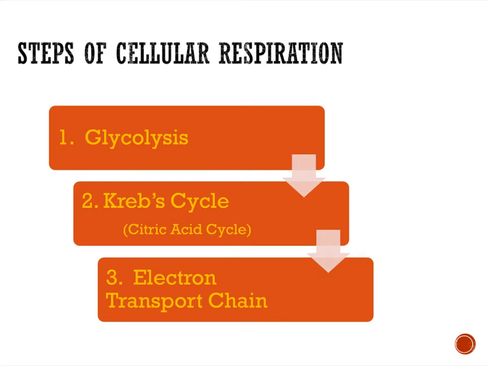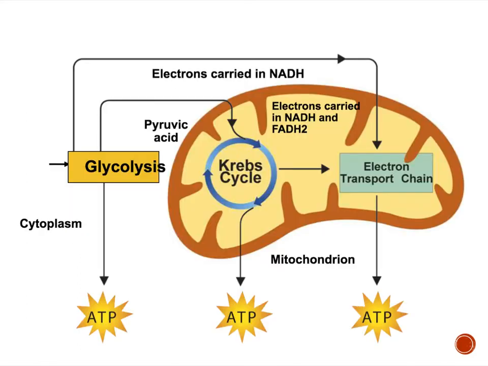Here we go. Hopefully you're like, oh yeah, I remember that. Steps of cellular respiration: glycolysis, your Krebs cycle or citric acid cycle, and your electron transport chain. Oh, that looks familiar. I know, right? So this is what it looks like. The glycolysis happens in the cytoplasm. The Krebs cycle, this is where you have your release of carbon dioxide.